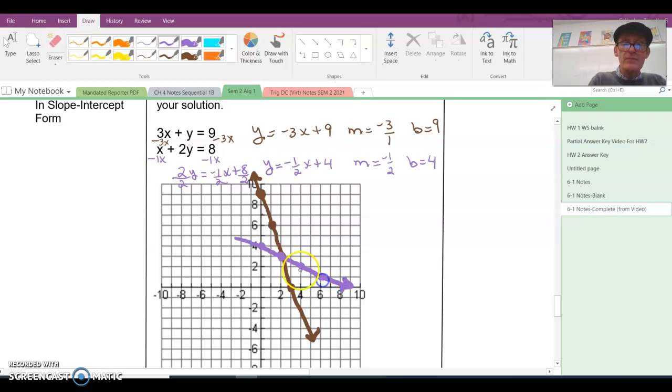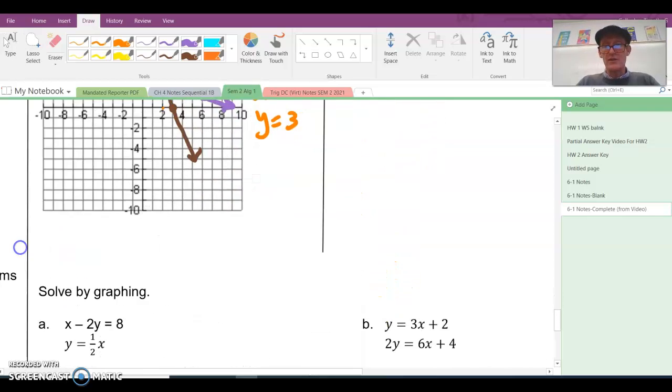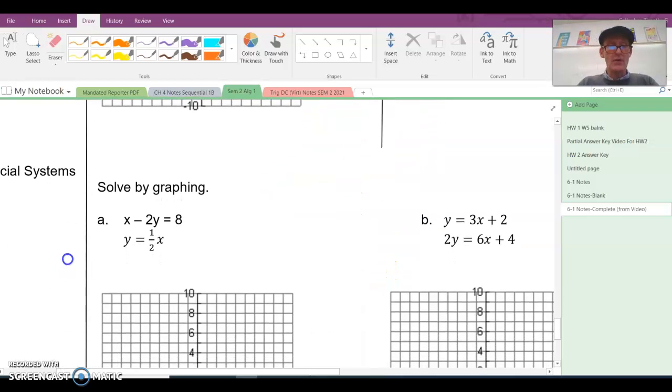Draw a line, sort of circle that intersection point, and let's go ahead and write it down. Give me an answer. Positive 2, positive 3. Right? X equals 2 and y equals 3. Okay, so that's one, and then let's move on to a couple more.